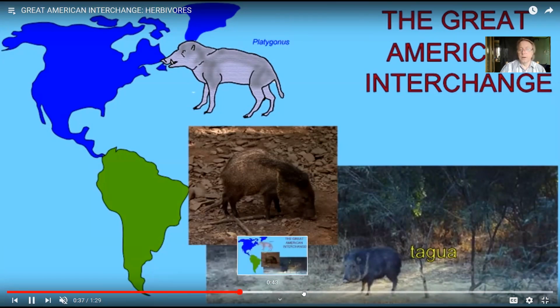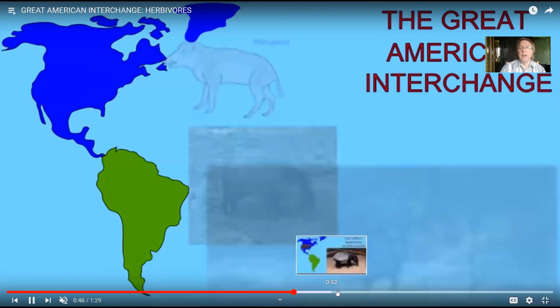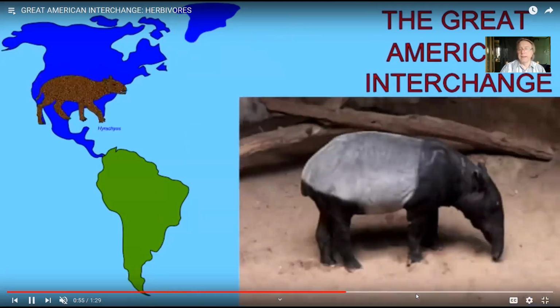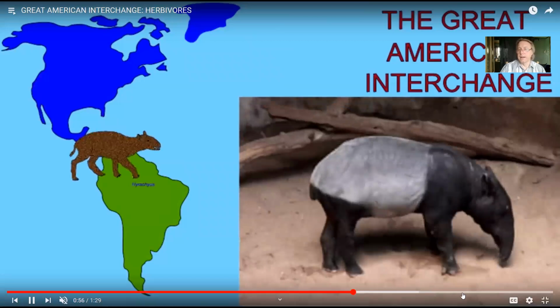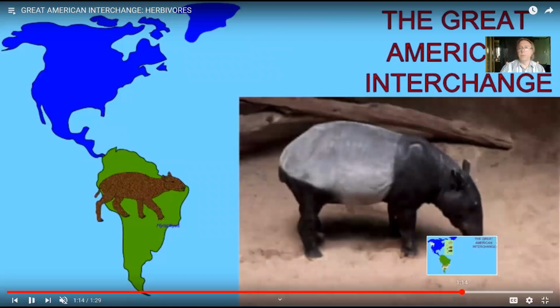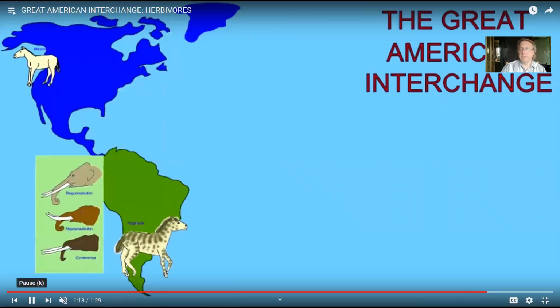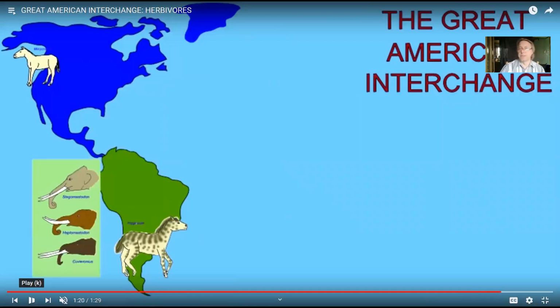But that's a recent North American interchange. Tapirs are perissodactyls, relatives of rhinos. They are found in South America today, but they were a North American immigrant. And then also horses came to South America, although they did not survive until the modern day. You can find fossils of the three-toed hipparion horses in South America only after the interchange began.